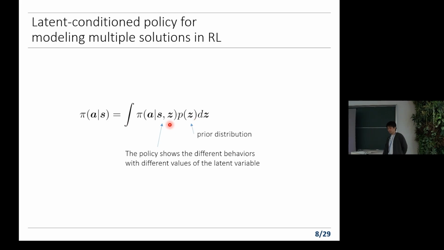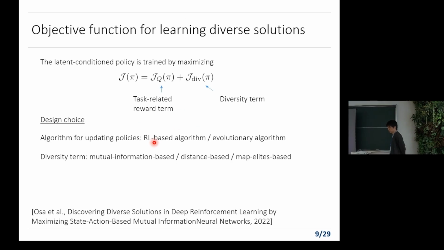And typically this prior distribution is heuristically designed. Basically, we use a uniform distribution because we want to have equally good behaviors. We train this kind of latent conditioned policy when we model multiple solutions in reinforcement learning. Also, when we train this kind of policy, the objective function usually has two factors: one is a task-related reward term, and the other is the diversity term.